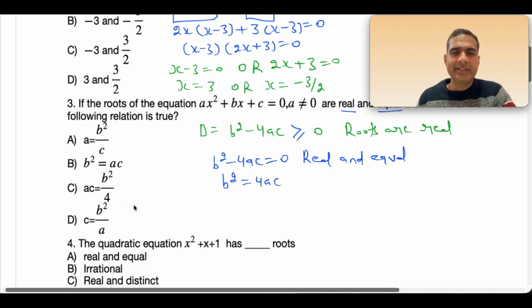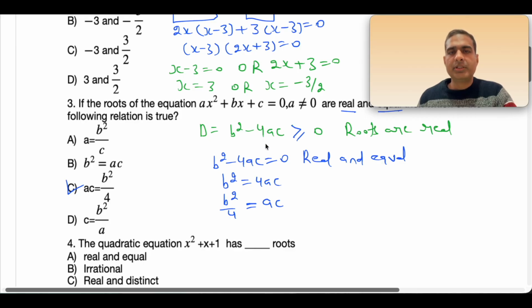Again we are not getting anything, but if I see option C, if we cross multiply 4, we will be getting b square is equal to 4ac. Or if we divide by 4 on both the sides, so 4 will cancel out from here. So I will be getting b square by 4 is equal to ac. So option C will be our answer.